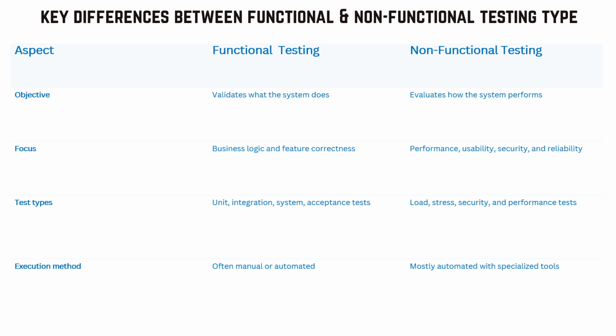In functional testing, business logic and feature correctness will be validated, whereas through non-functional testing, system performance, usability, security, and reliability will be tested. Unit, integration, system, or UAT testing are the common key testing types from functional testing, whereas load, stress, security, and performance testing are the key testing types from non-functional testing. In functional testing, either manual or automation testing is possible, but whenever we are dealing with non-functional testing, it is mostly automated with specialized tools.